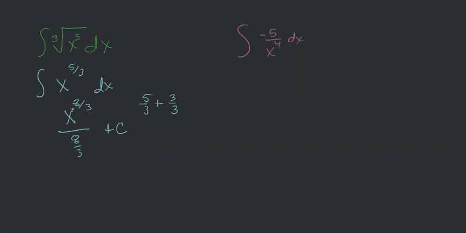So then from here, this is not looking very nice at all. So let's flip the bottom guy and multiply. So we'll get 3 over 8, x to the 8 over 3 plus c.